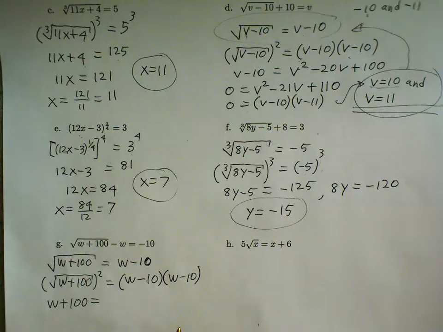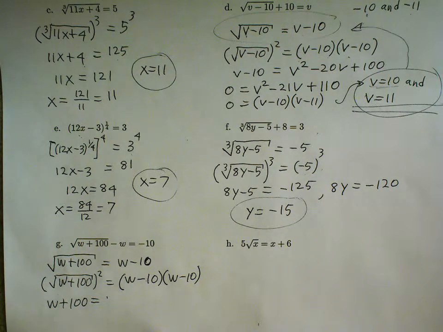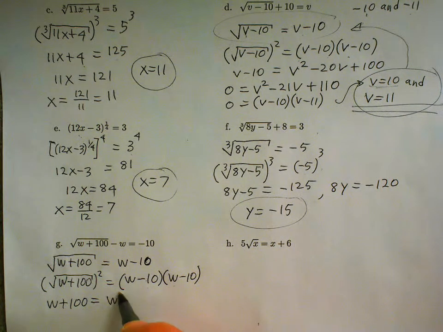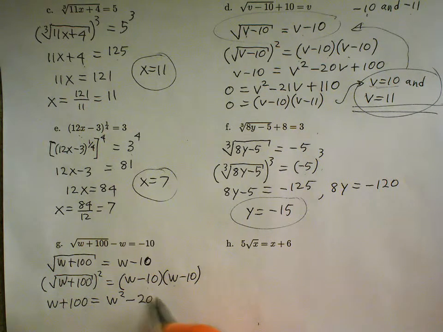And on the right-hand side, it's supposed to be plus 10. Oh yeah, so when we multiply w minus 10 times w minus 10, we get w to the second minus a total of 20w, and then plus 100.